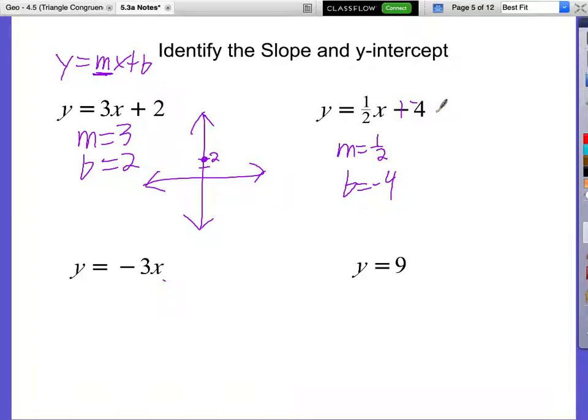Okay? So the slope is 1/2. The y-intercept is -4. Questions on this top right one. Okay, if you have a question, very important that you ask it. I can't help you if I don't know what you're not understanding. We all know it. Okay?